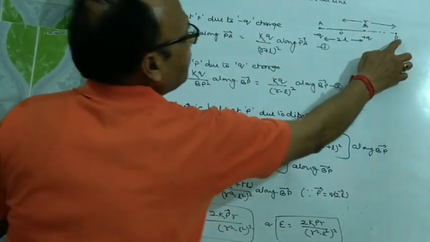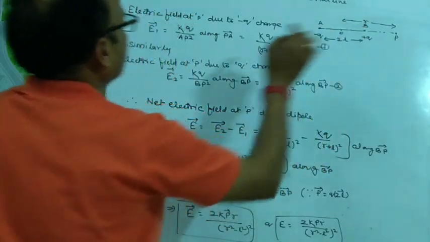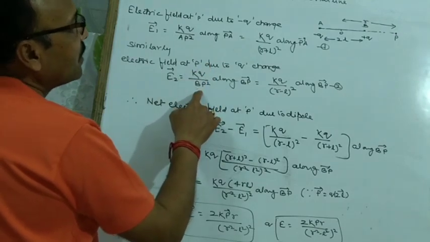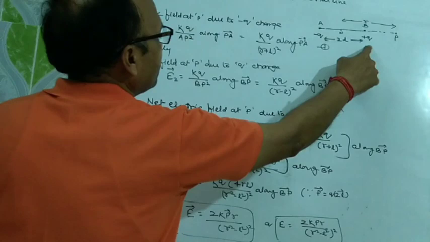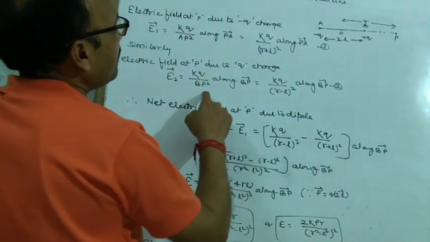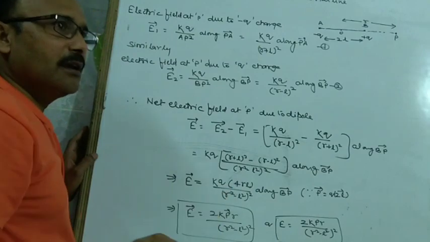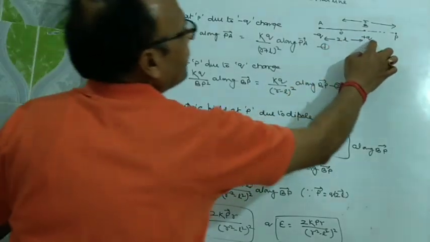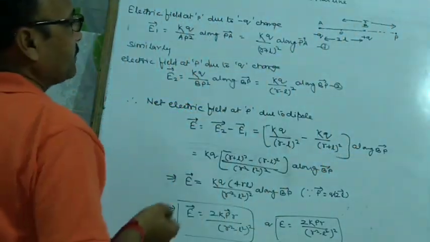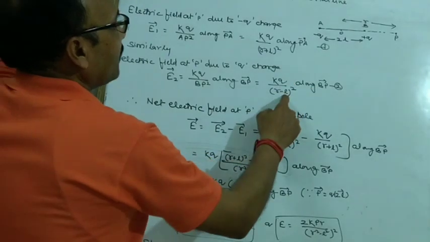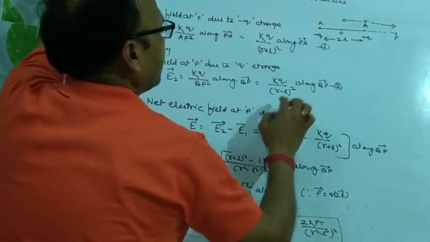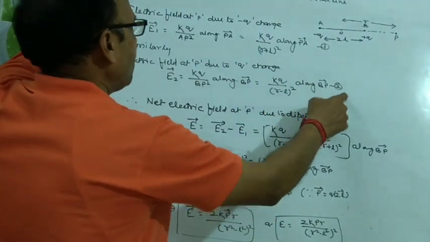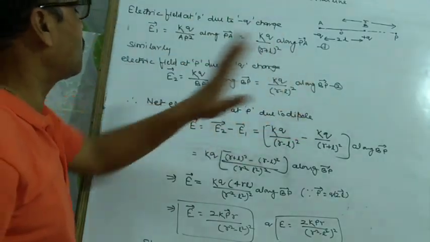Similarly, the electric field at P due to the plus q charge will be E2 equals kq upon BP square. Why? Because q is located at point B. So kq upon BP square along BP. Why? Because electric field intensity is always away from the positive charge, so its direction will be towards P. And the value of BP will be equal to r minus l. So this can be written as kq upon (r minus l) whole square along BP. This is equation number 2.